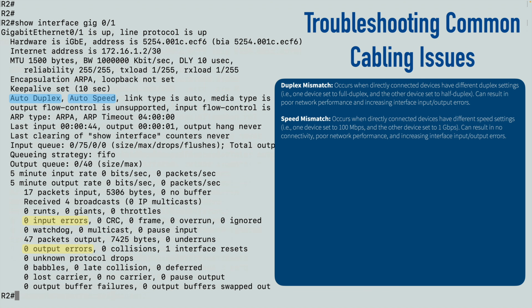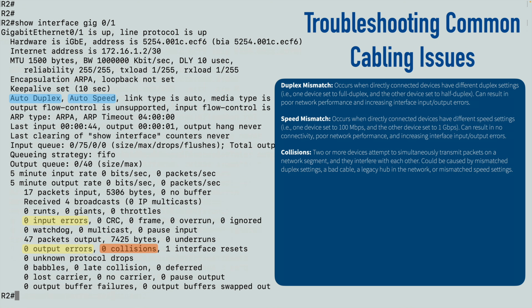Maybe an error could indicate a bad cable. Maybe it might indicate a duplex mismatch. Let's take a look first of all at collision errors. Again, this goes back to the old days when we had Ethernet hubs or we had a bus topology and only one device could communicate on this network segment at any one time. In fact, each device would listen for a period of time to see if anyone else was transmitting. And if nobody else was, that device would say, "The coast is clear, I'm going to send my frame."